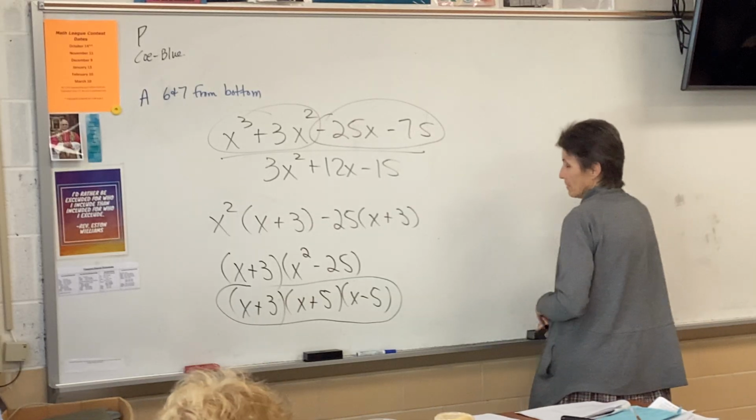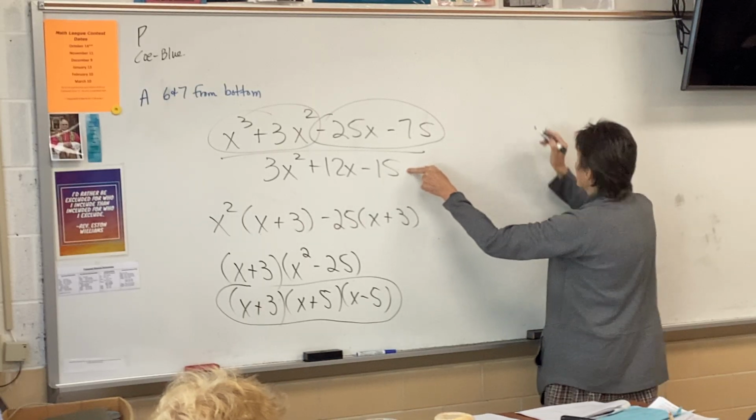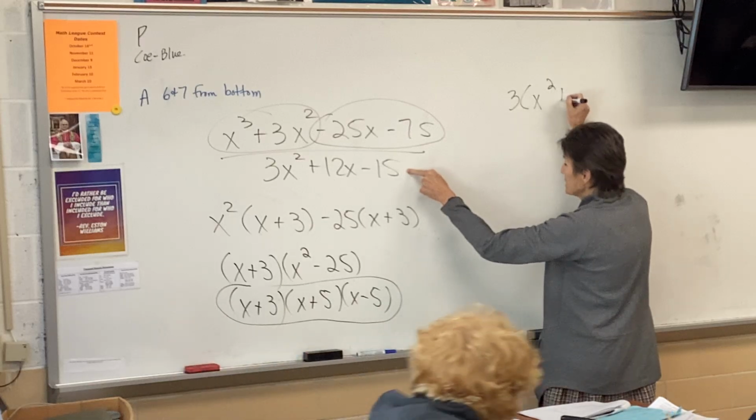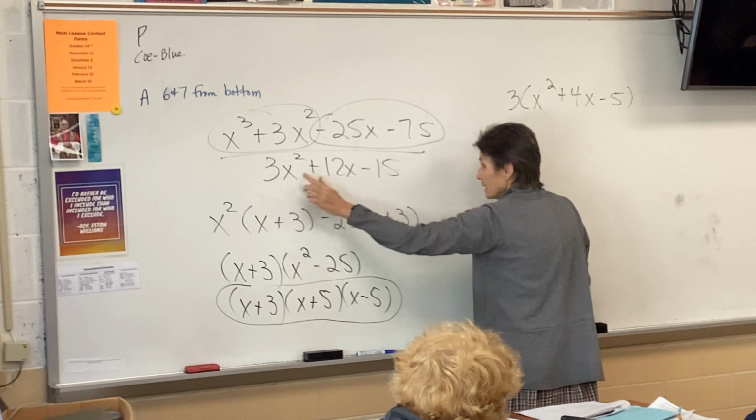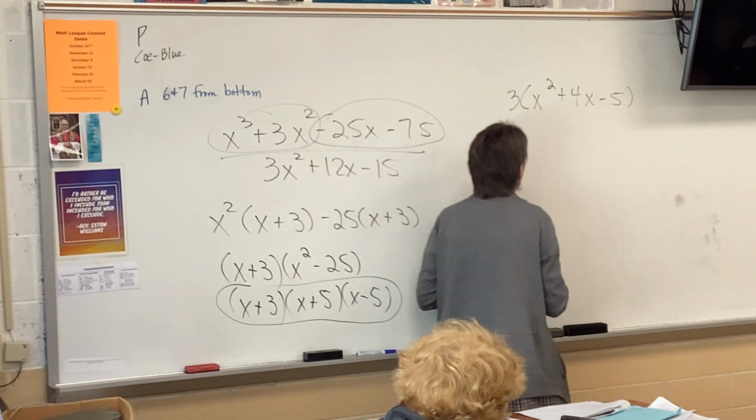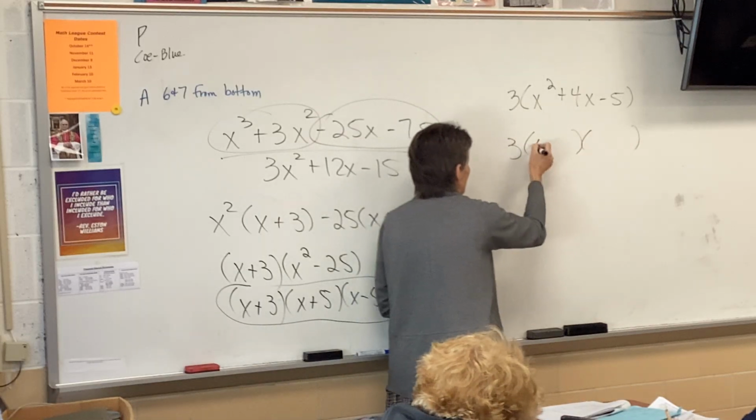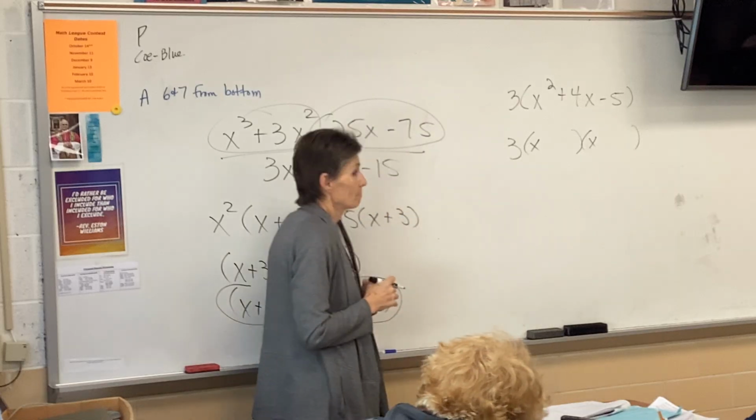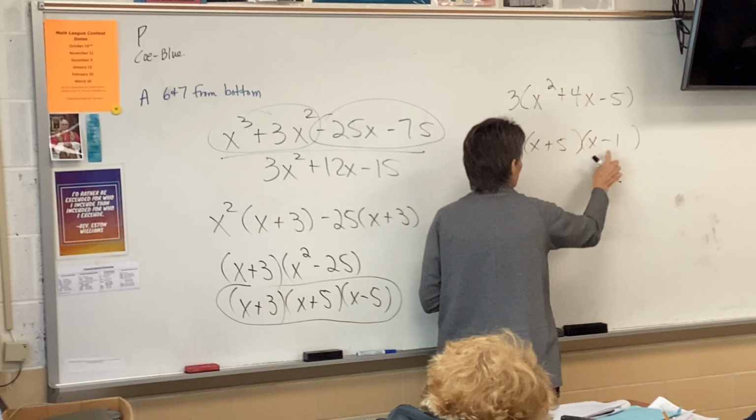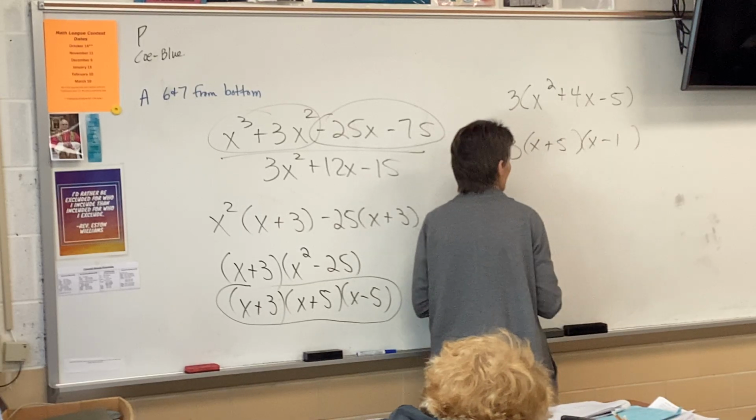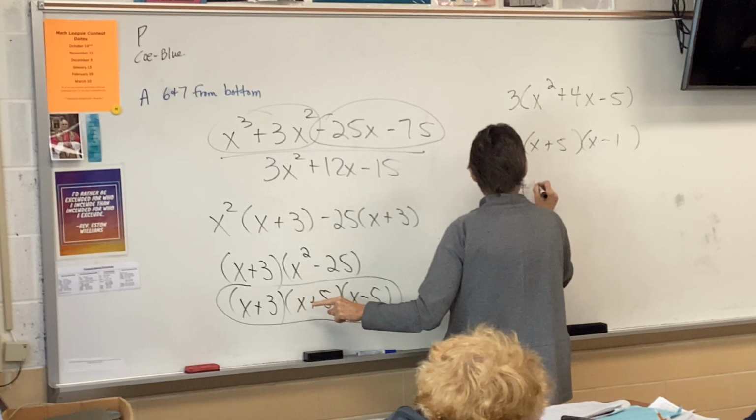Look at your denominator. What do you notice about it? Anything? Take out a 3. Good job. Always look for that GCF. So took out a 3. Now left me with 4 and 5. And does that factor? Plus 5 minus 1. Because that makes negative 5 and it adds up to positive 4. So that's my denominator. This is my numerator.